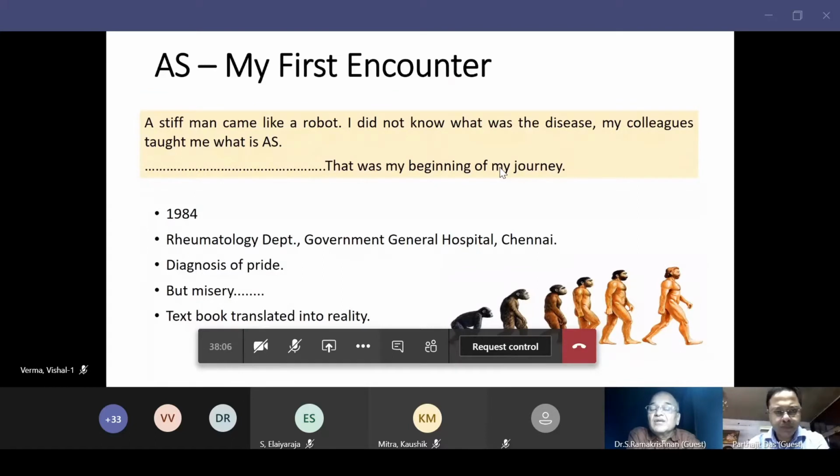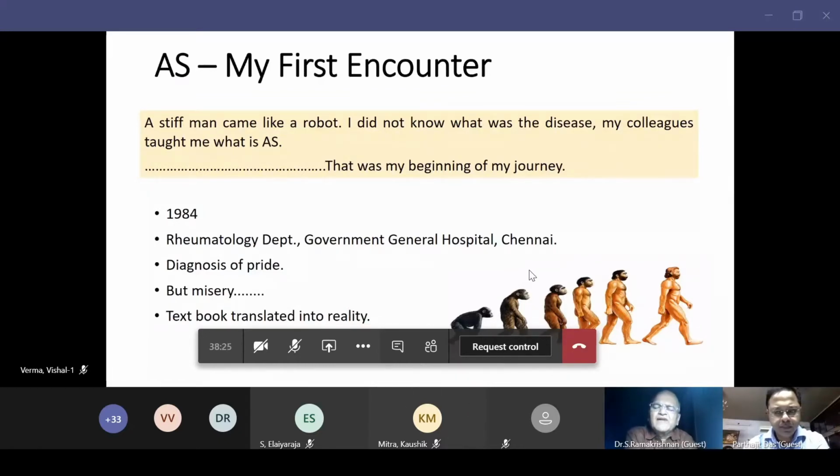My colleagues taught me what is ankylosing spondylitis, and I thank all the people in Government General Hospital, Rheumatology Department, under the able leadership of Professor A.N. Chandrasekharan, who is my mentor and guru. And that was the beginning of my journey.